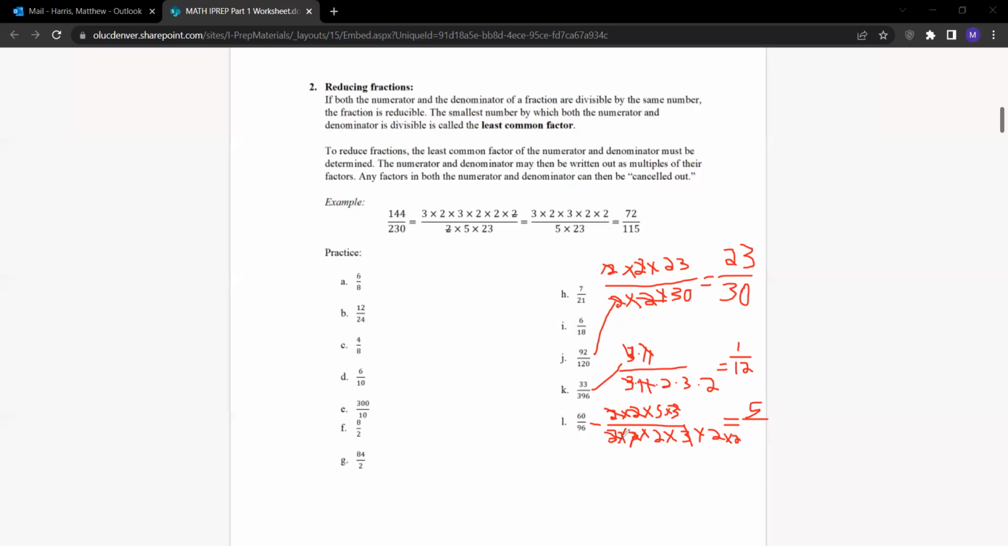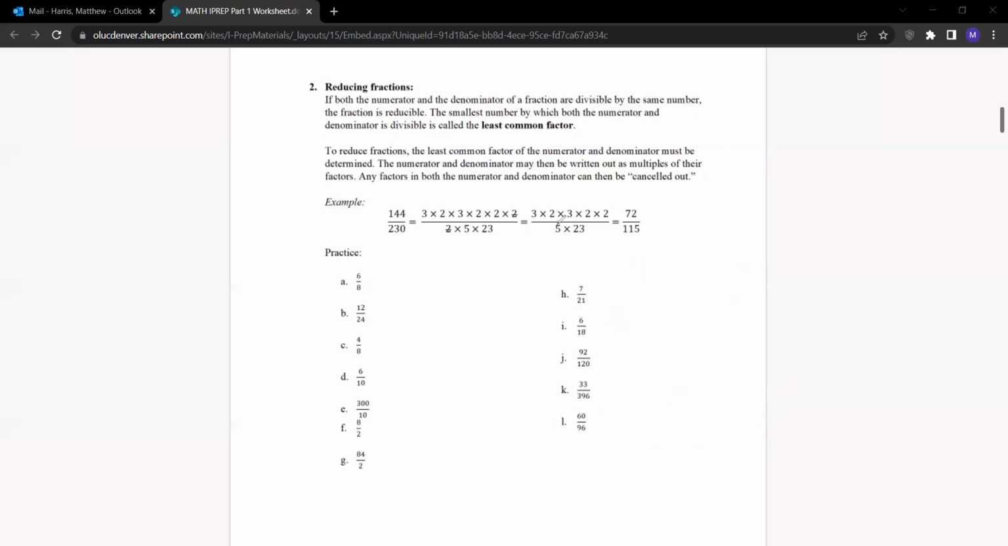Let's see, 2 times 2 is 4, times 2 is 8, times 3 is 24, times 2 times 2, yeah, 96. So I missed a 2. So there's 3 2's on the bottom. So it's 2 times 2 times 2. So it's 5 8's. So that is that section of reducing fractions.